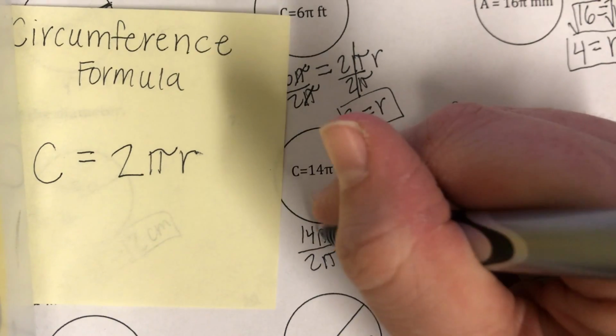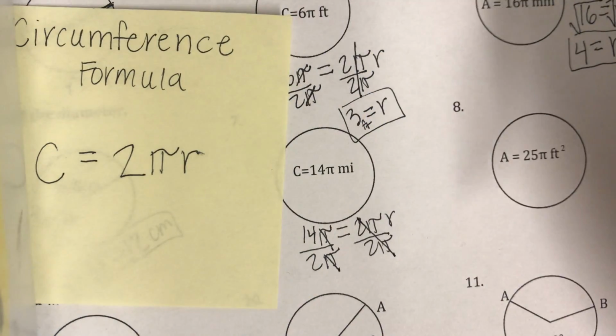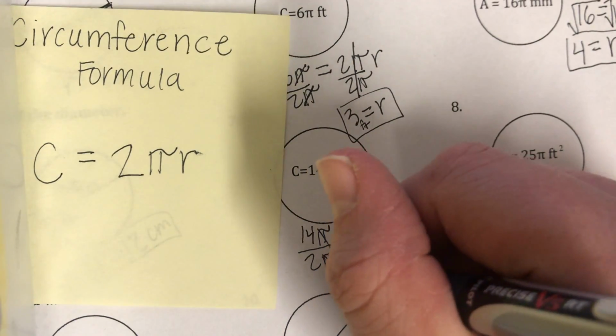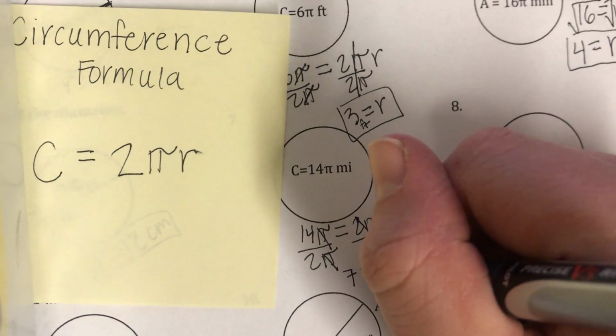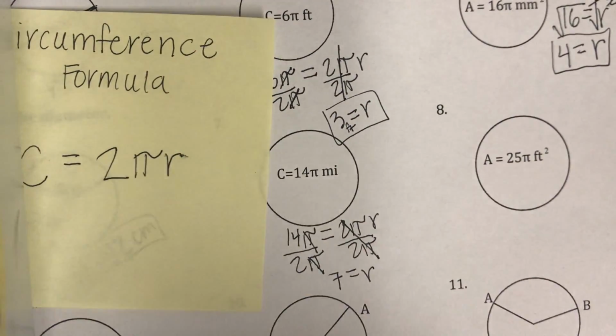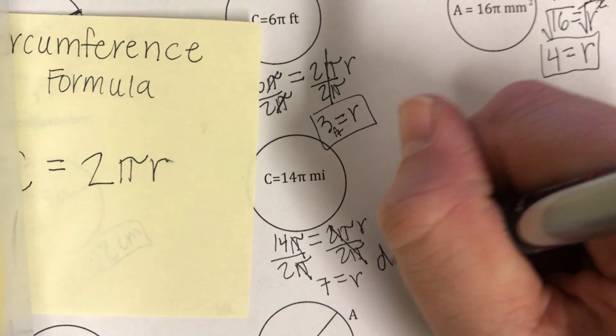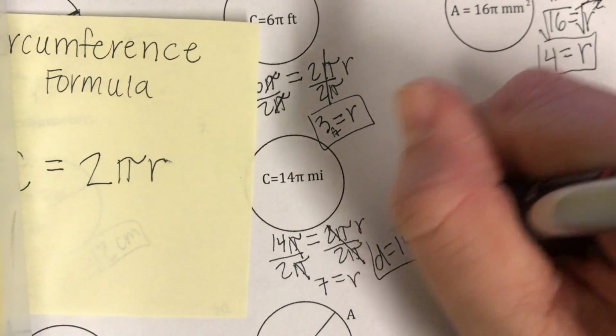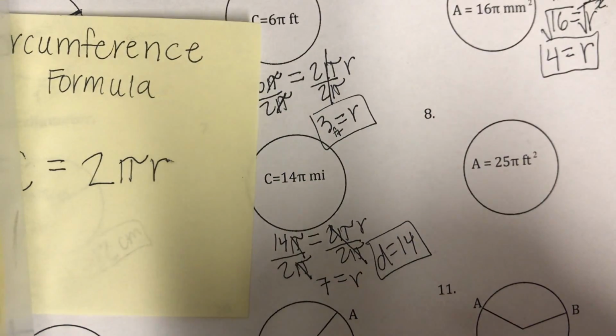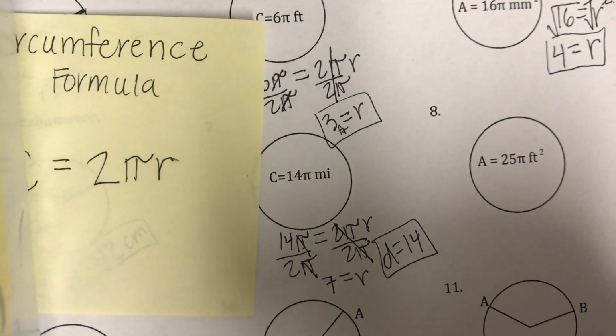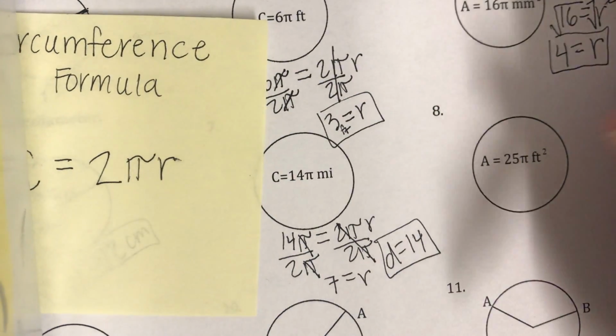Our pi's cancel. 14 divided by 2 is, hopefully you said 7. And we're left with r equals 7. But the problem didn't ask for our radius, it asked for the diameter. So our diameter is going to equal 14, because remember that the radius is half of the diameter. So 7 times 2 is 14.